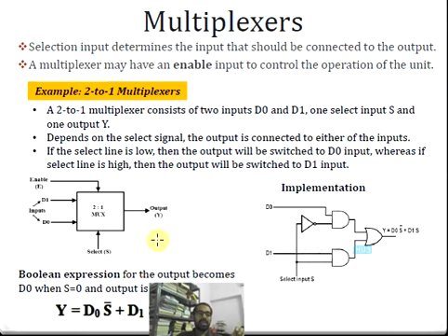We can construct a corresponding diagram, the electronic implementation of this 2 to 1 multiplexer, using 2 AND gates, one NOT gate and one OR gate. D0 is connected to the first AND gate and D1 is connected to the second one. The select signal is directly connected to the second AND gate, and it is inverted and connected to the first one, and here we OR the outputs. This is the logic diagram for this 2 to 1 multiplexer.